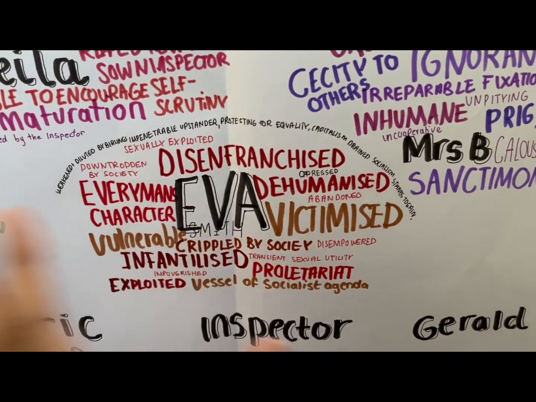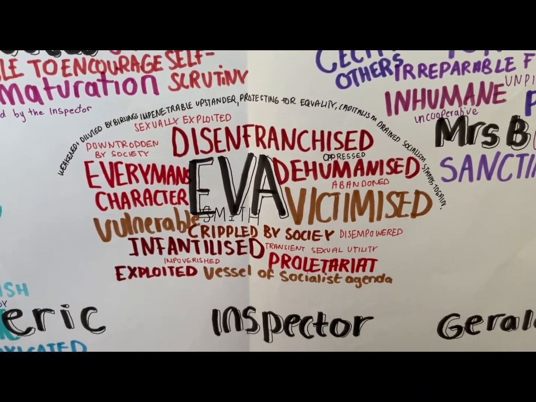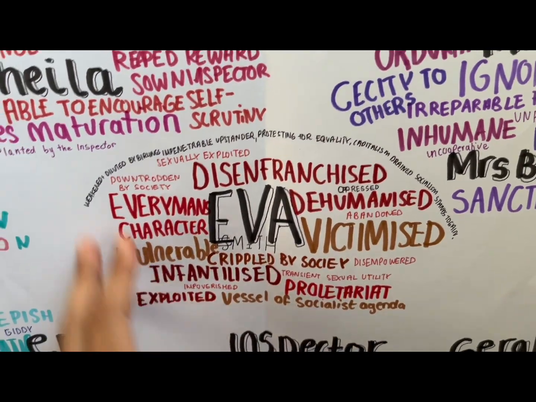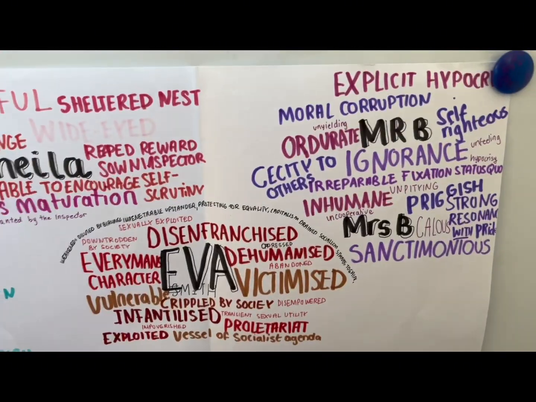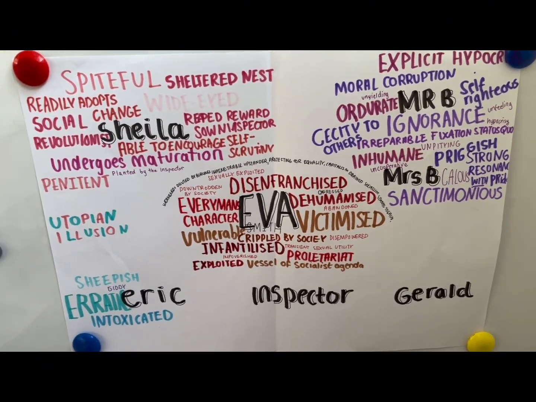The best way to find words like this is to look, for example, at the character of Eva. We know she's vulnerable. So type into Google "vulnerable synonyms" and you get words like these. And when you implement them into your essay, as I've said, it definitely wows the examiner, and I'm living proof of that because I've implemented this and it got me 4 marks.